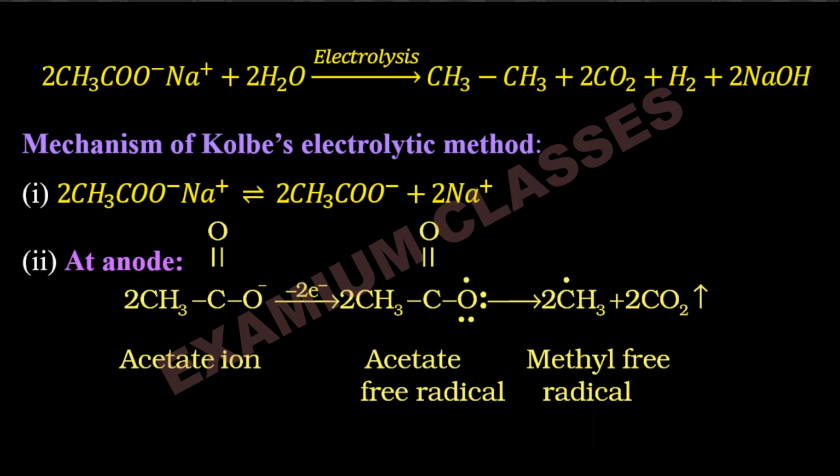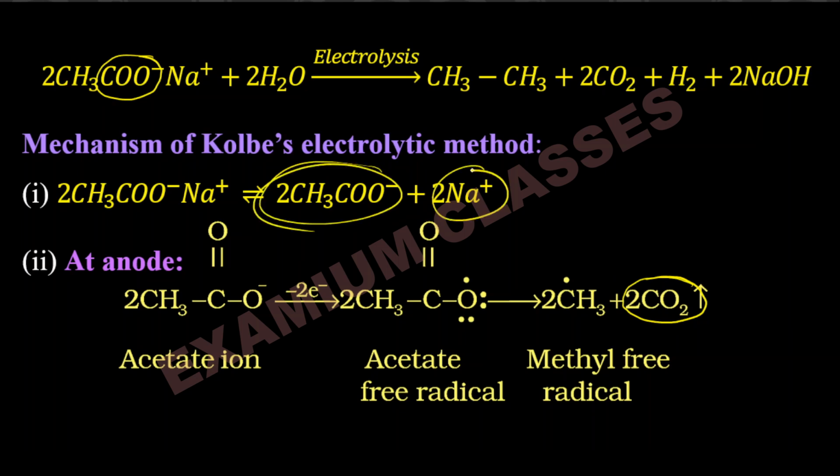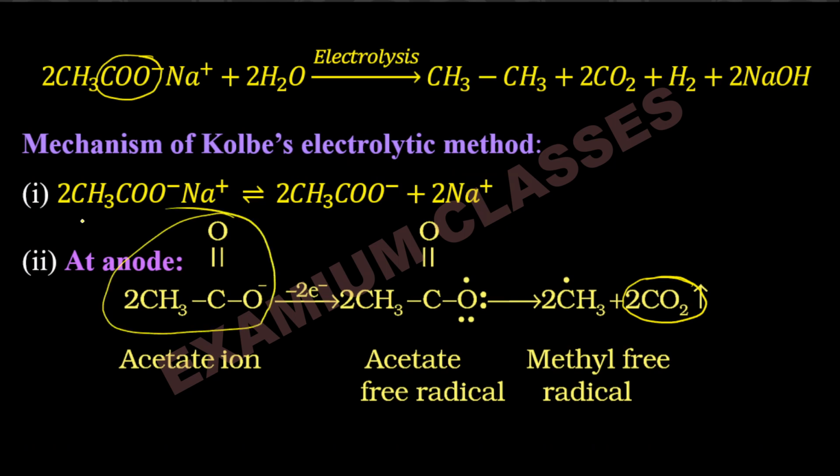So what's happening here? And you should remember by the name itself, decarboxylation, COO group is going away. This COO is going away. That is, CO2 will be released. So CO2 will always be obtained from where? From this part, not from the sodium part. It will always be from the anion, the acetate ion here. So acetate ion will give you carbon dioxide. And when it gives you carbon dioxide, what happens?